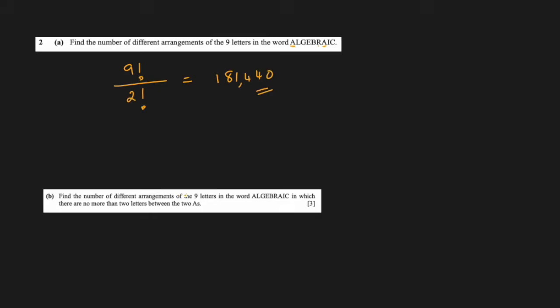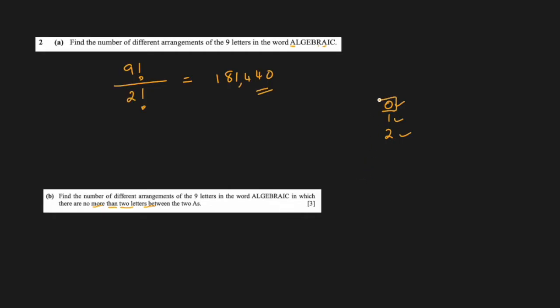Question number 2. Find the number of different arrangements of 9 letters of algebraic in which there are no more than 2 letters between the 2 A's. So 2 A's are there. There could be a possibility of 7 other letters in between them, but they're saying no more than 2. No more than 2 means there can be 1 or 2 and can be 0 also, because sometimes this language confuses. I would say that if there is nothing in between them, they are together. That is also a case. And 1 and 2 possible between them. So that's what I'll say.